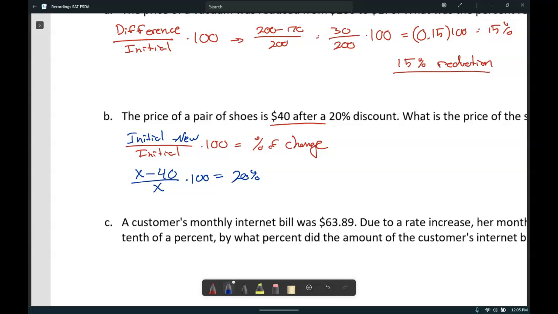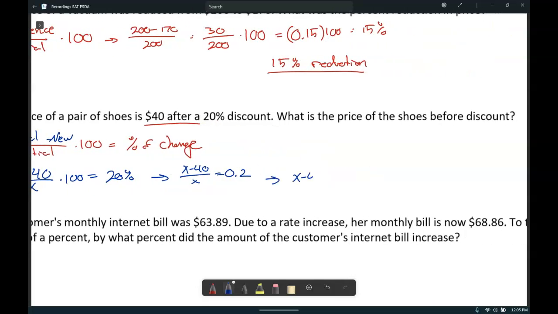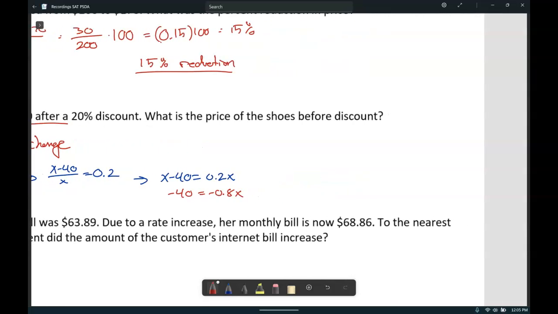And so we can go ahead and solve. We can divide by 100. X minus 40 over X equals 0.2. Multiply by X to get it out of the denominator. X minus 40 equals 0.2x. Go ahead and we can subtract X from both sides. Negative 40 equals negative 0.8x. And then divide by negative 0.8, and we get a value of 50. So 50 is the initial price.